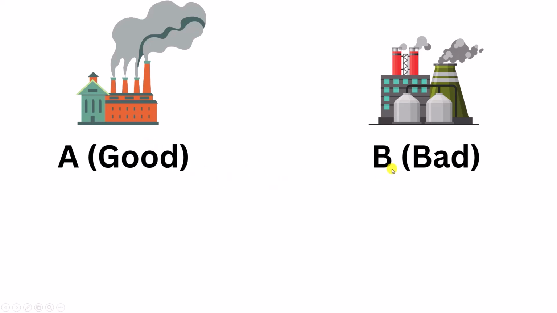There are two companies. One is A and one is B. A is a good company, B is a bad company. Now what do I mean by good and bad? By good, I mean its business is running good, its credit ratings are good, and it has a good reputation. And by bad, I mean the opposite of good. The business is not running good, it has a bad reputation, and it has a bad credit rating.